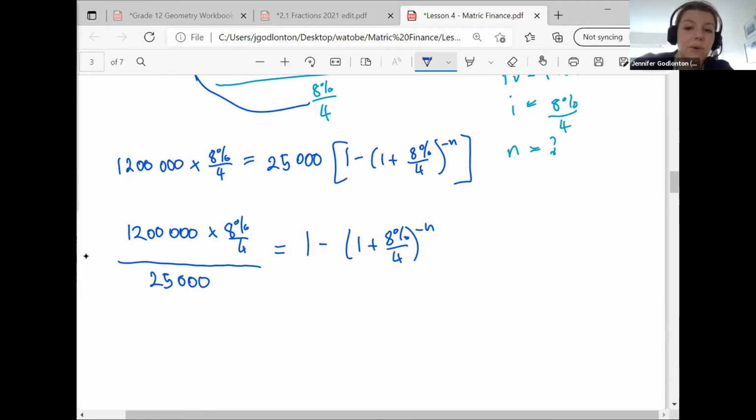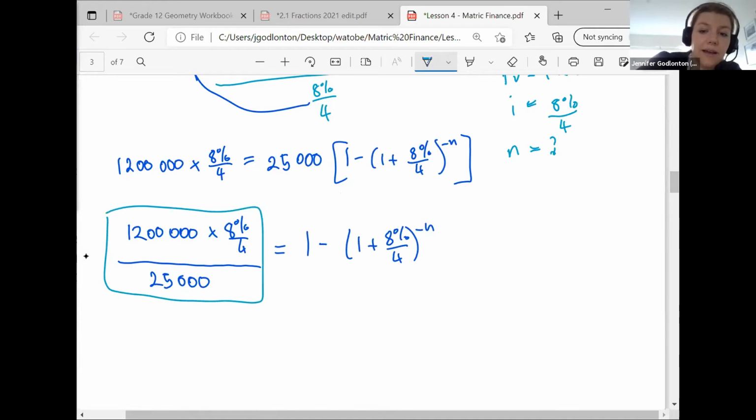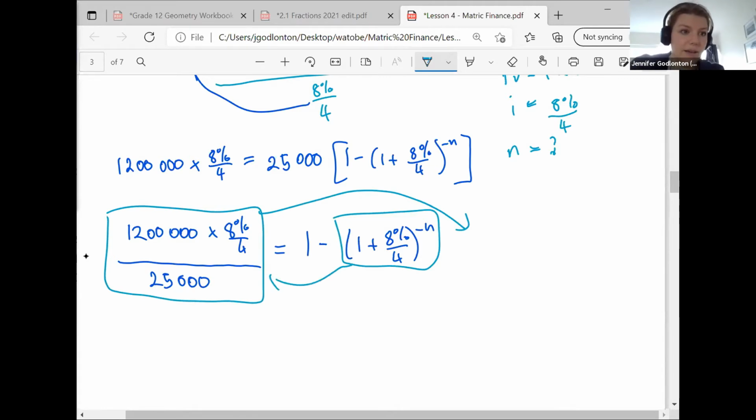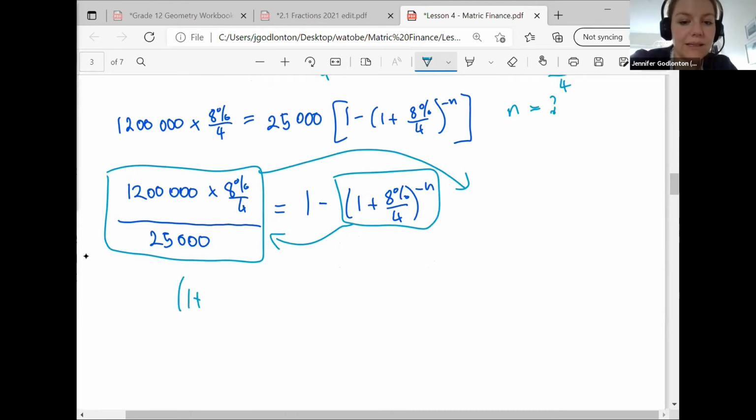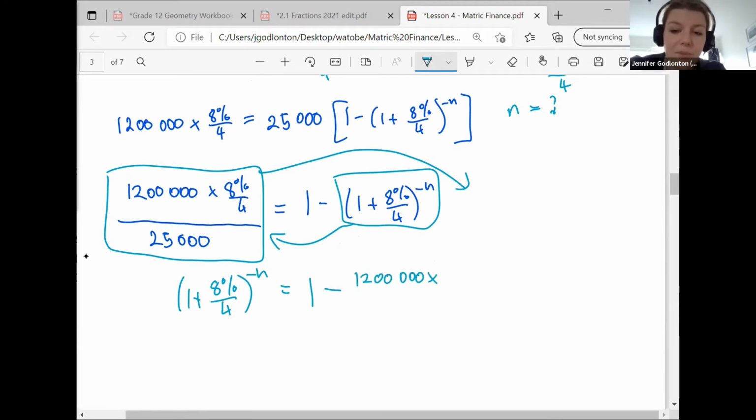And essentially, we move all of this onto that side, and we move this onto the other side. So what I land up with is 1 plus 8% over 4 to the negative n is equal to 1 minus 1.2 million times 8% over 4 over 25,000. Both ways you get to the same answer. So you must do whichever way you feel comfortable with.